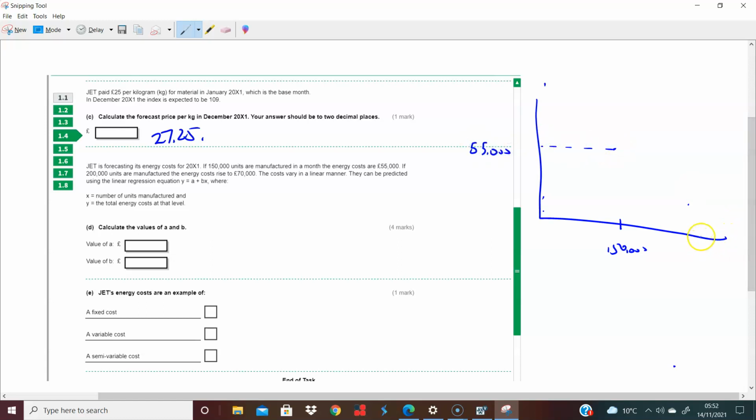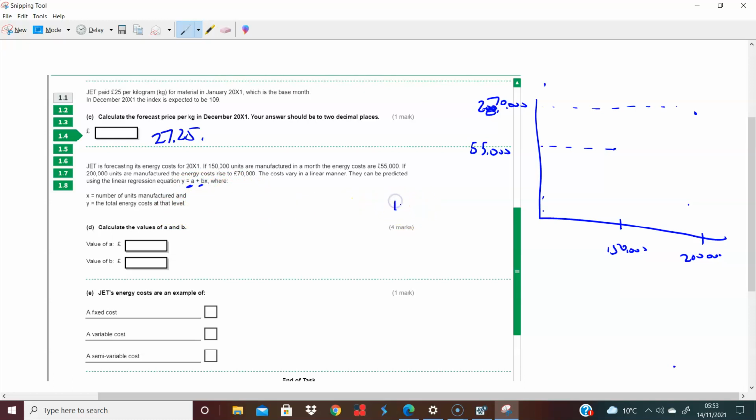And when it's 200,000, I'm almost sure this is a semi-variable cost. It says that they rise to 70,000. I know this is semi-variable because with semi-variable, there's a fixed element and there's a variable element. But you could test it.